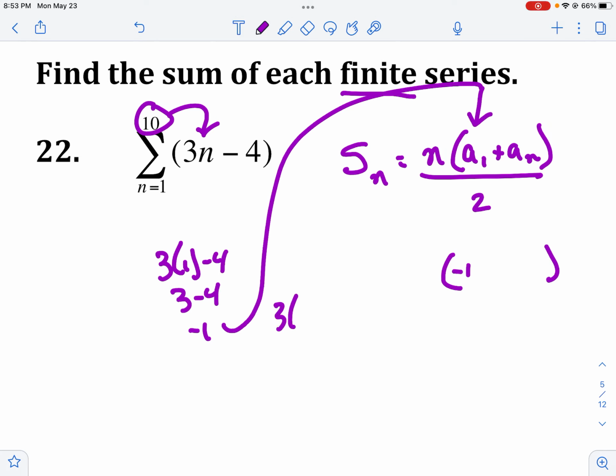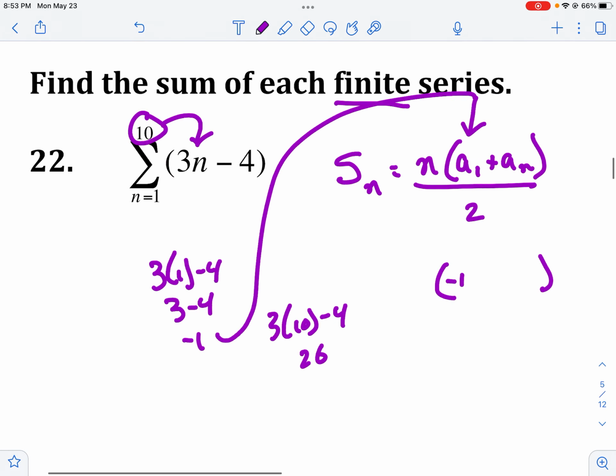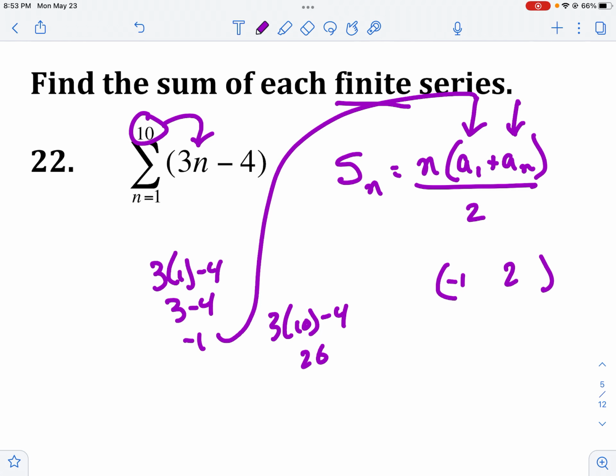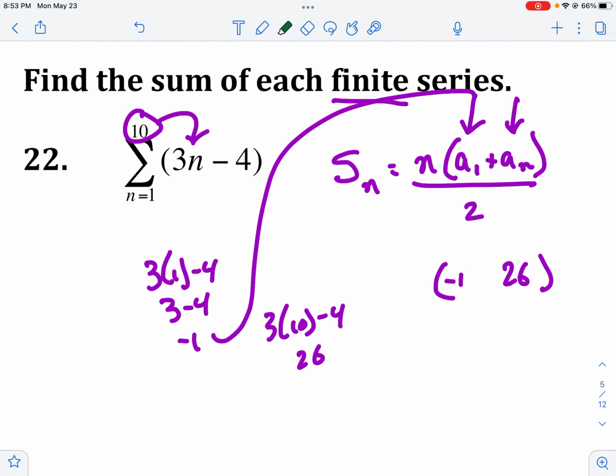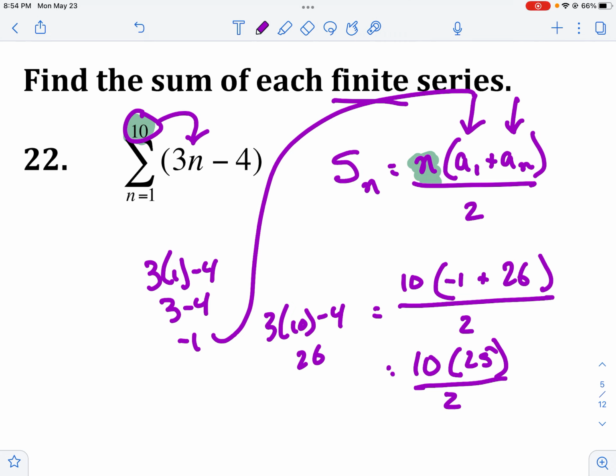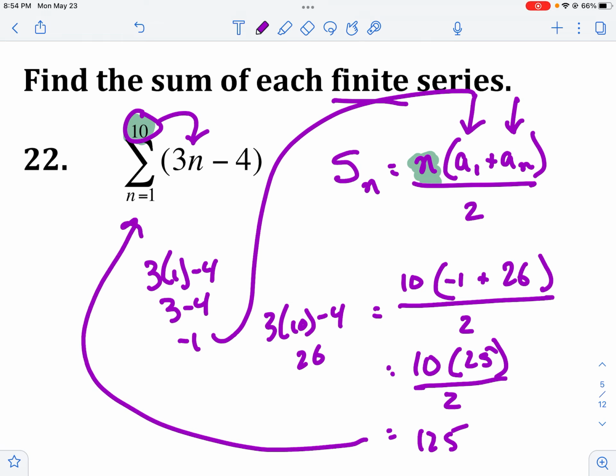So I'm going to do 3 times 10. 3 times 10 is 30, of course, minus 4 is 26. So that 26 is going to go here. And how many terms? Well, there's 10 terms, so the 10 is going to go right there. So put a 10, put a divide by 2, and I'm going to calculate my answer. So 10, 25 times 2, that's going to be 125. And that's the sum of the first 10 terms that follow this pattern from n equals 1 to n equals 10. That's kind of how that works, right?